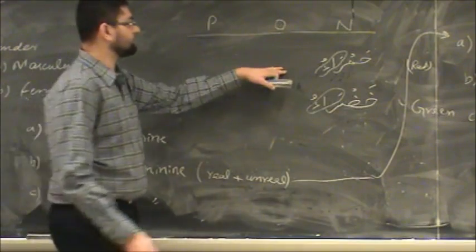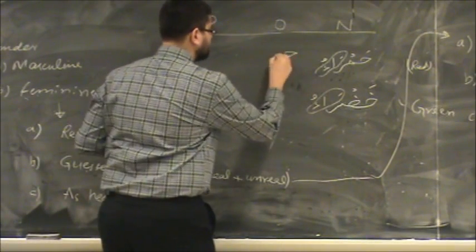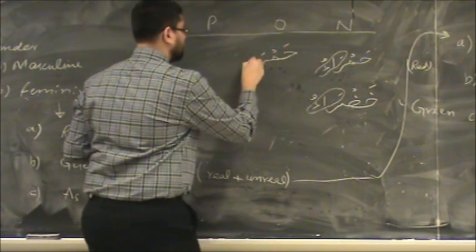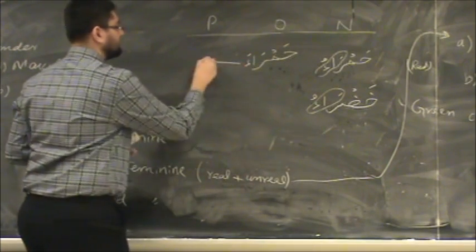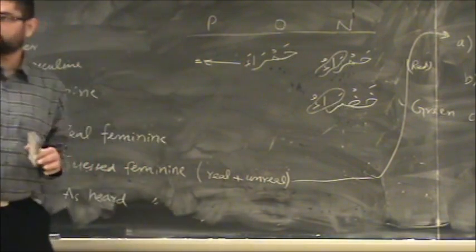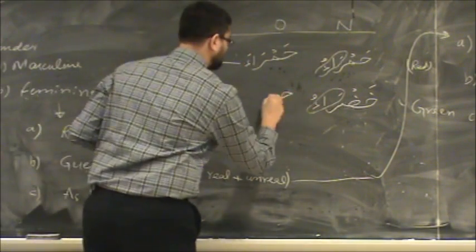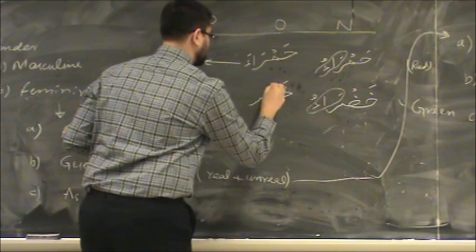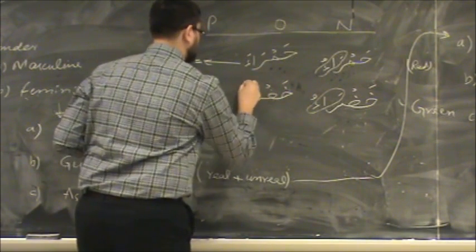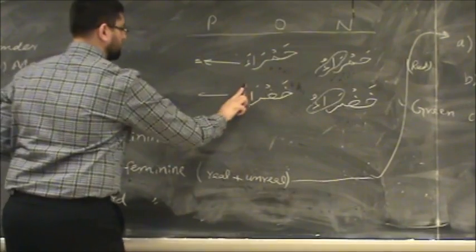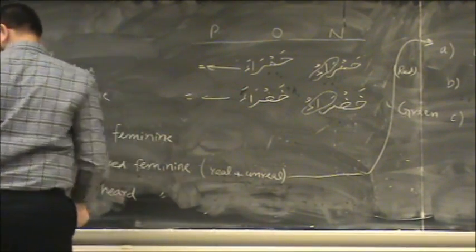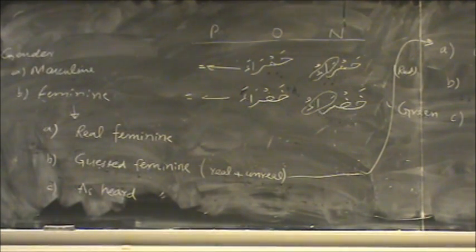So how will you change them here? It will become Hamra'a, and it will stay the same. Similarly, Khadra'a. What is the difference between khadra'un and akhdar?